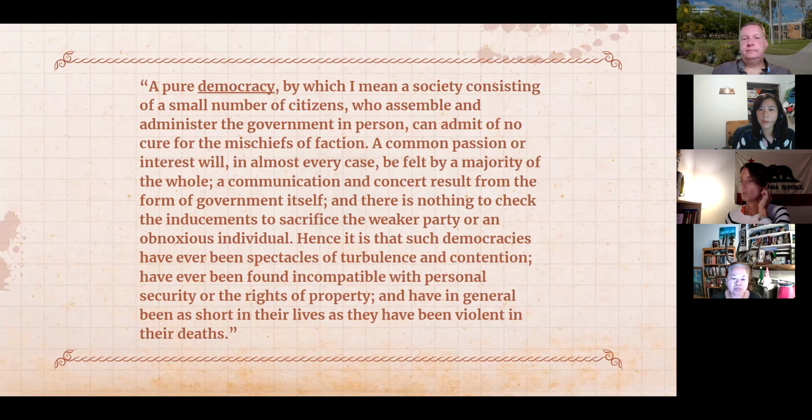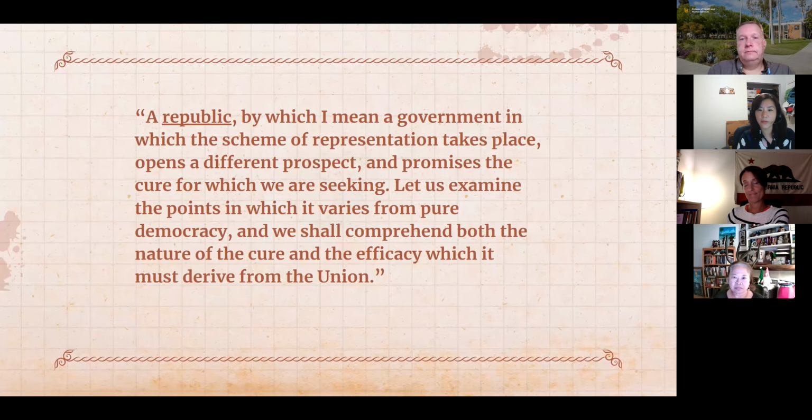To Madison, a democracy cannot control factions. Therefore, majorities will continue to oppress minorities, take over, and trample over the rights of everyone else, and there's nothing to check the majority. On the other hand, Madison defined the republic as a situation where the people are represented by others.